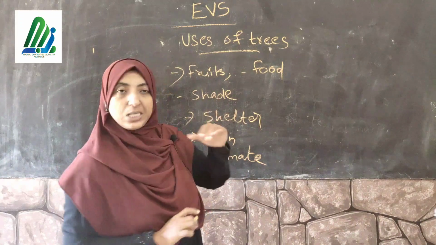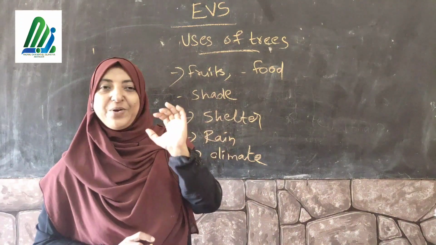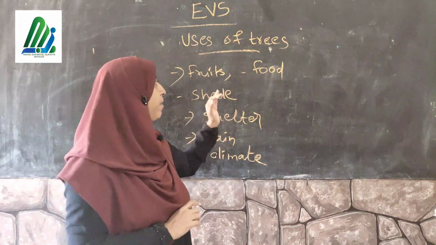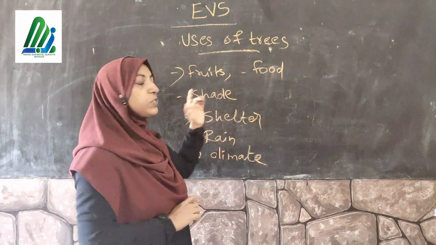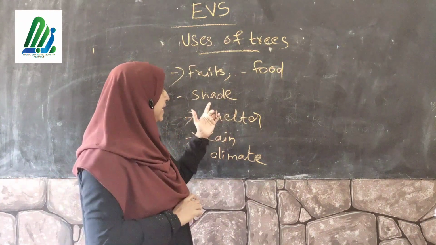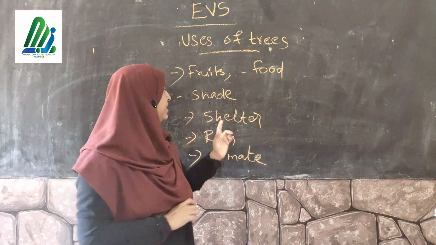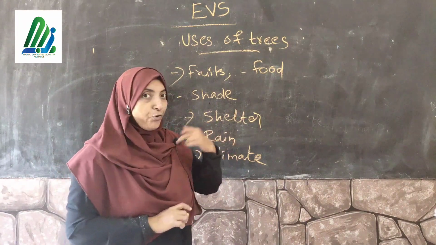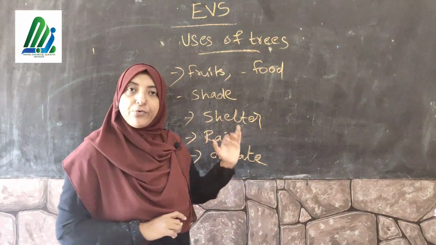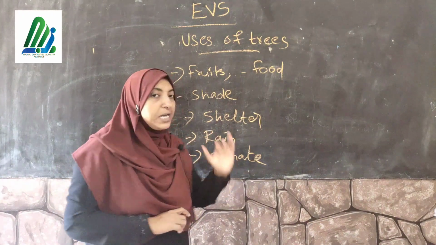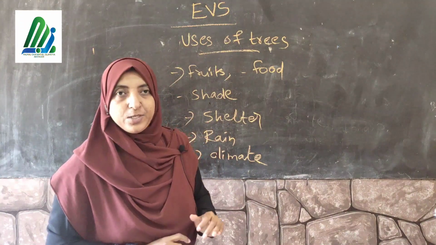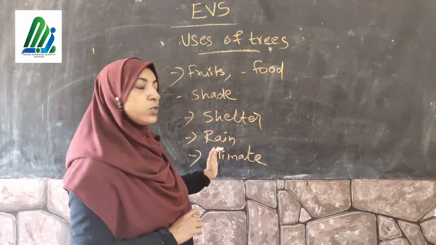So many uses are there, but you are small because you are now in 4th standard. So you need not study all the points, but remember some points only. First one, trees give us fruits, or we can say trees give us food. Second point, trees give us shade, then trees give us shelter, not only for us but for other organisms also. Next one, trees are very important for getting rainfall. The next one, trees have an important role in changing our climate. So these are the important uses of trees.